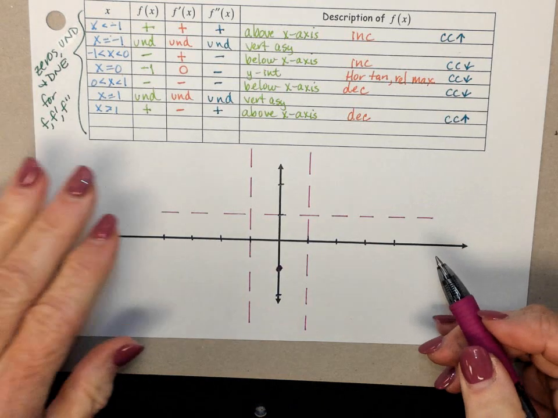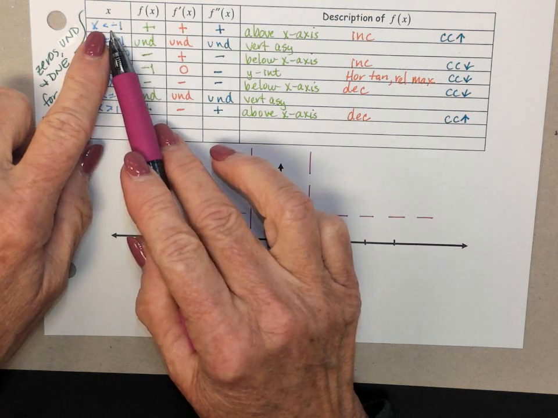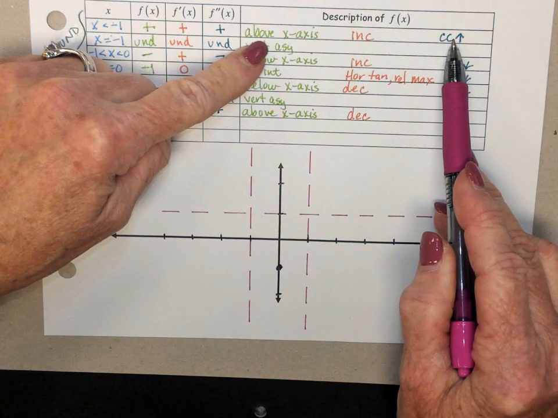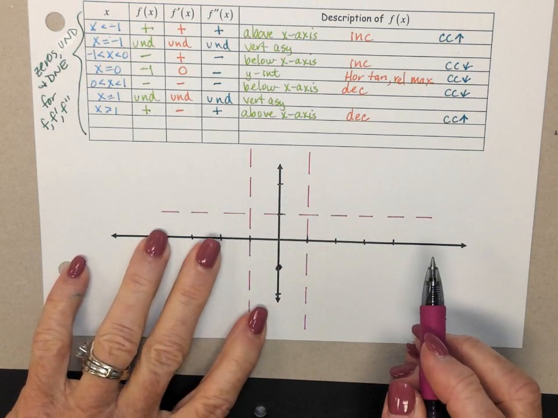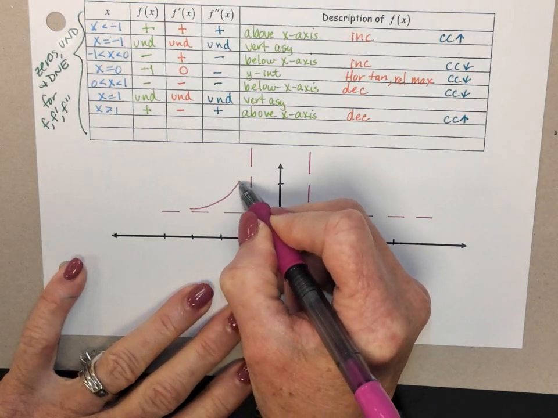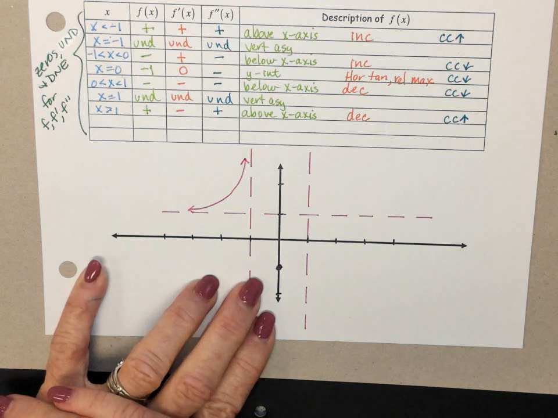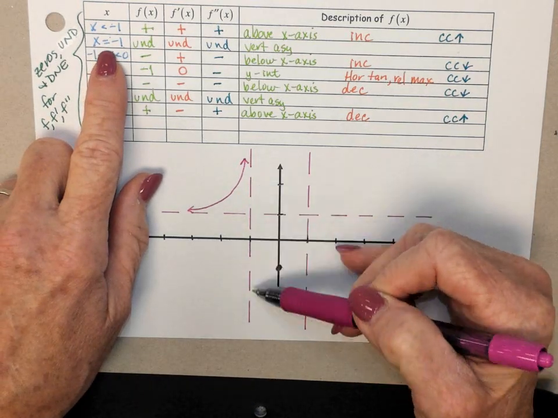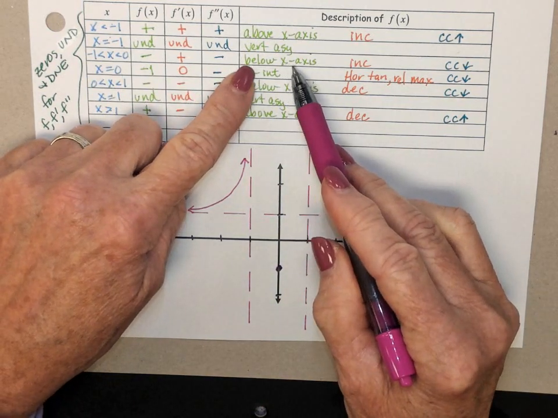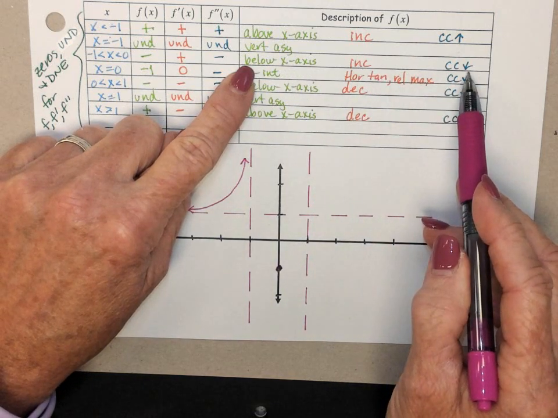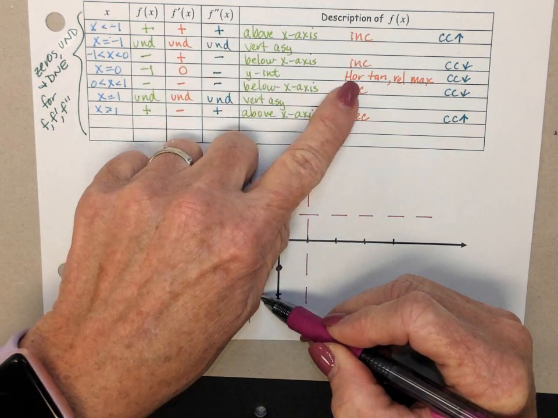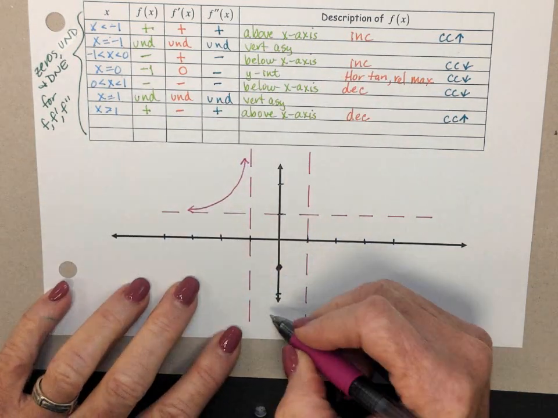Okay, now we just start looking. When x is to the left of -1, we want to be above the x-axis, increasing, concave up. Now, and you have to deal with these asymptotes too. So above the x-axis, increasing, concave up. Something like that. And we have this vertical asymptote at x equals -1. Between -1 and 0, the graph of F is below the x-axis. It's increasing and concave down. Below the x-axis, increasing, concave down, coming into a horizontal tangent and a relative maximum.